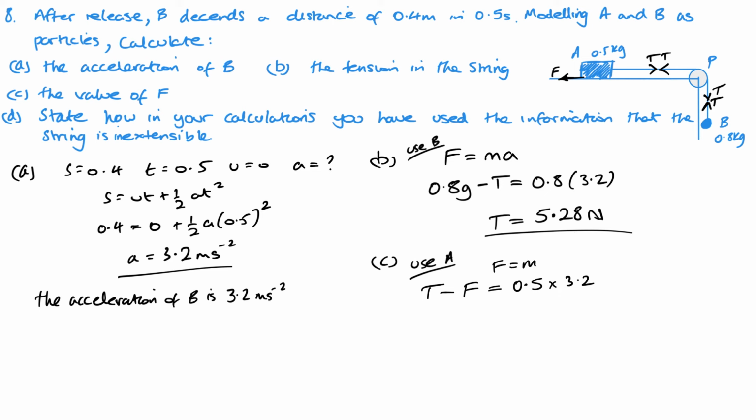Okay, so F equals ma. Now obviously we know what T is. T is 5.28, so all we need to do then is rearrange for F. So F equals 3.68 newtons.